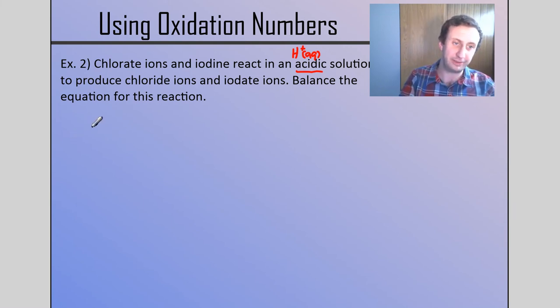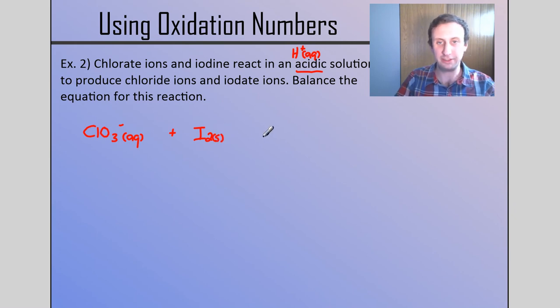I have chlorate ions, so ClO3 minus aqueous. And we'll use two colors here, one for the reaction and one for the oxidation numbers. And iodine reacts, so iodine I'm just going to write out as I2 solid. It's an acidic solution, but I'm not including that yet. And I produce chloride ions, so Cl minus aqueous, and iodate ions, so IO3 minus aqueous.